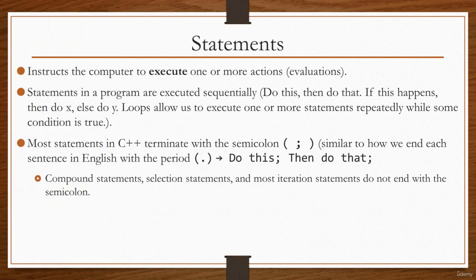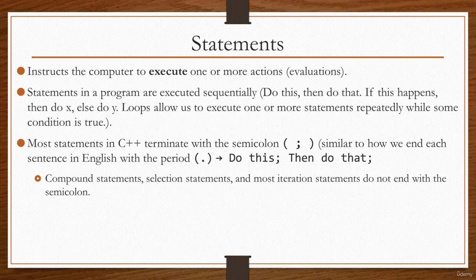Statements instruct the computer to execute one or more actions. Statements in a program are executed sequentially, as we talked about previously. You can have the execution jump from one place to another, with a function call for example, as we'll see later in the course. But once it's finished with that function or with that named block that it'll execute, the execution will return to where it was previously and continue in that sequential manner. And you can also do branching based on various Boolean conditions, but still you essentially have sequential execution.